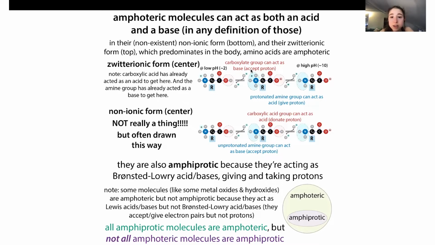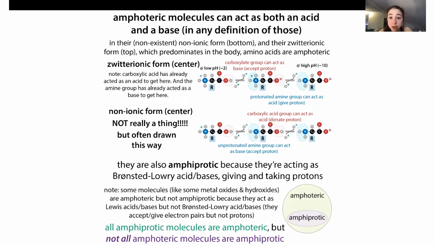And so only in this zwitterionic form and this non-realistic non-ionic form, as we just saw from the pKa's, are you amphoteric, where you have the ability to act as both an acid and a base, although it's kind of in the opposite way of what you might normally think of as being the acid and the base, because acid and base are two sides of the same coin that depend on whether or not you've already given up your proton.